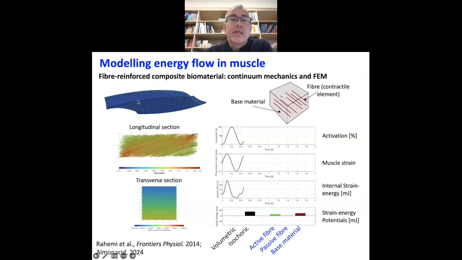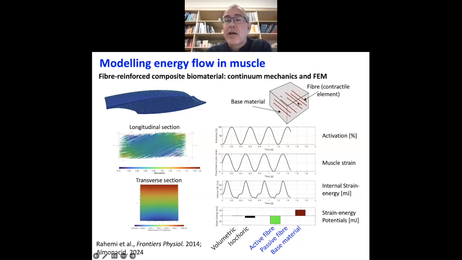So we can take this framework and put it into a muscle model. Here we've got a 3D schematic of a muscle. You can cut it up into many individual voxels. Each voxel is shown here on the top right. You've got the base material properties. It's a fiber-reinforced composite biomaterial, so we've got the fiber properties, the contractile elements, running through the base material.